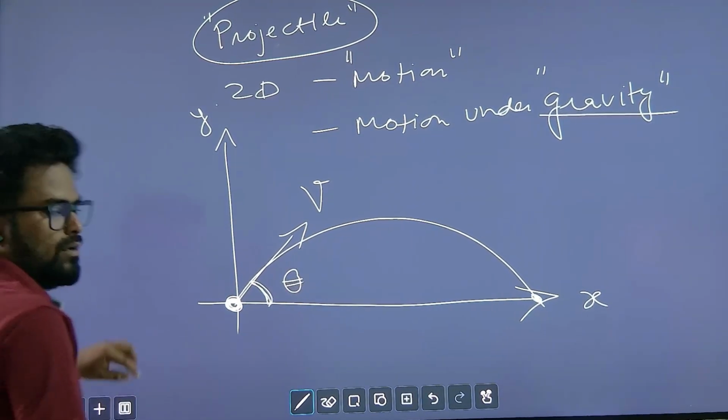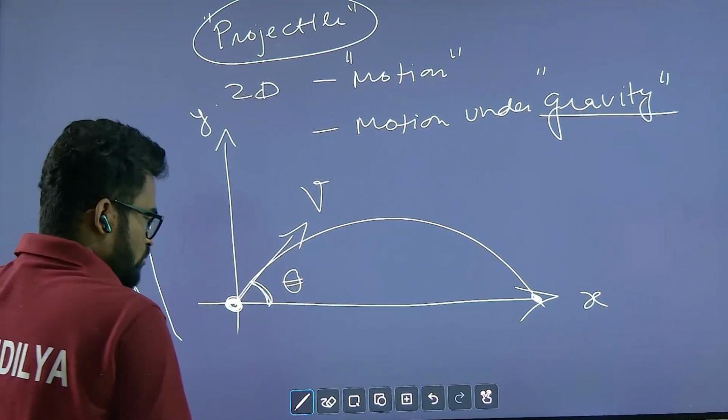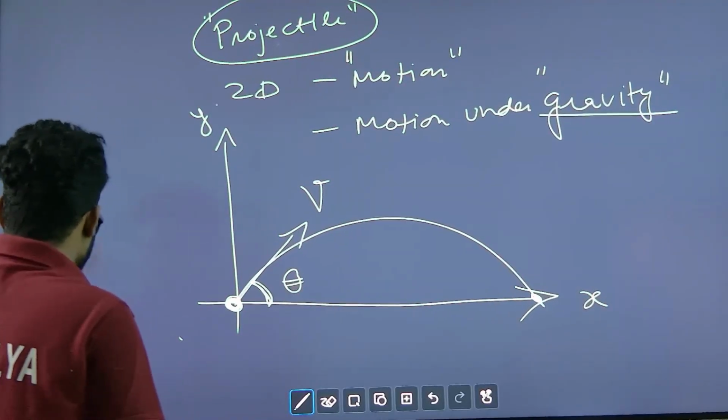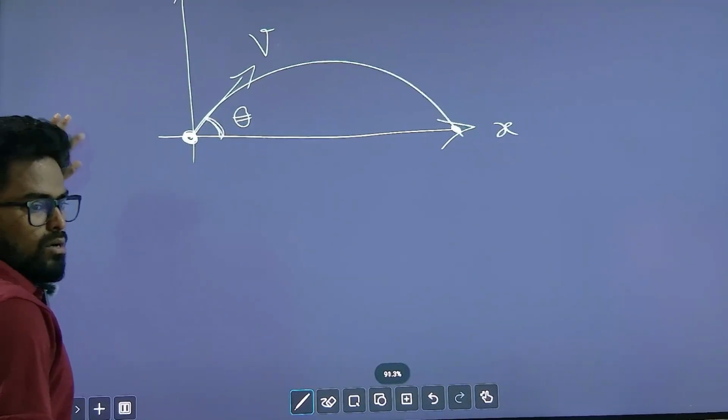Now, let's see the important points of this projectile motion. I'm not able to move it. Okay, I think from here I would be able to move it.